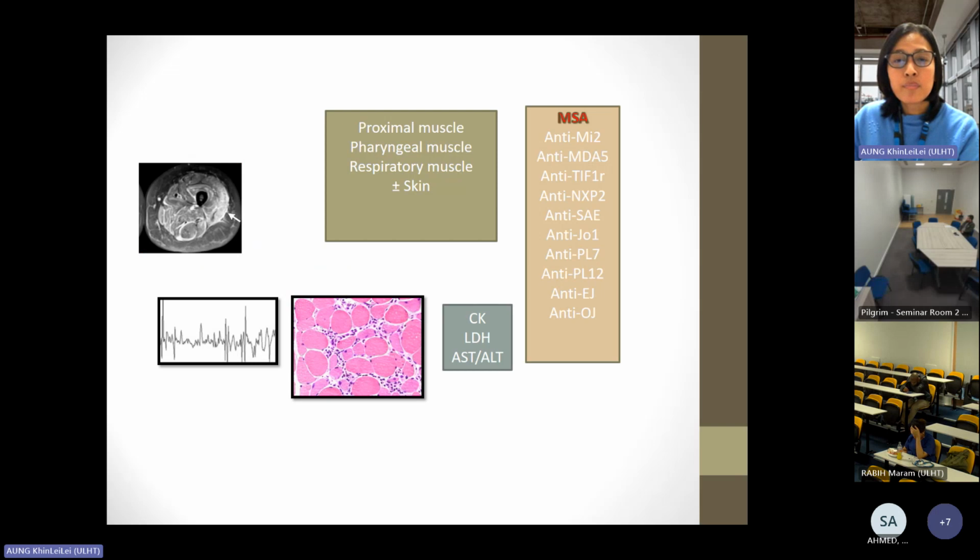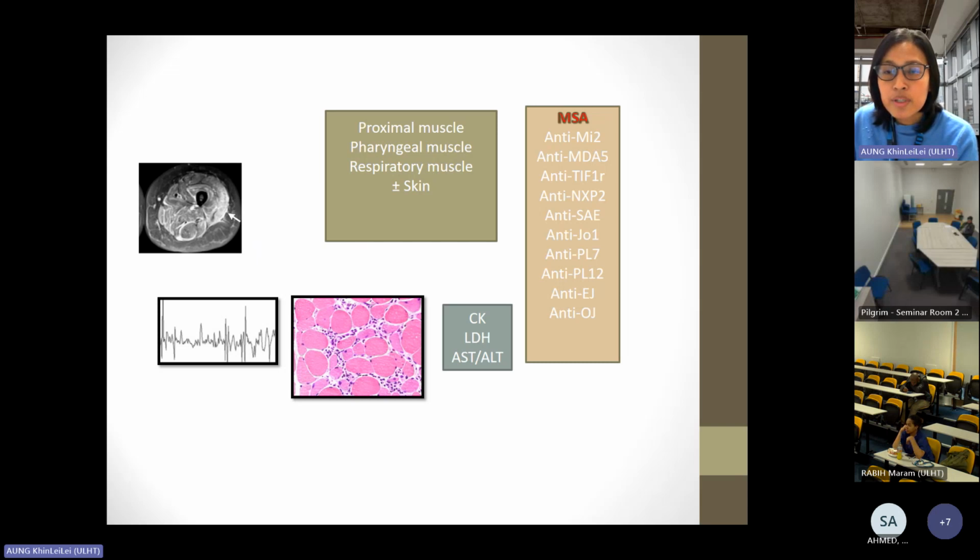So the triad is proximal muscle involvement, pharyngeal muscle involvement, respiratory muscle involvement. In patients with dermatomyositis, we can also see some rashes. How do we diagnose the patient? MRI of the muscle. You can see some muscle edema showing some inflammation. Nerve conduction study, EMG, showing some fibrillation potentials. Muscle biopsy, muscle enzymes. And now we recently have myositis specific antibodies. There are a lot.